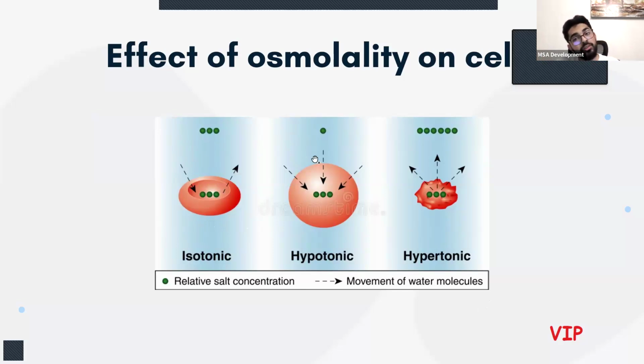But when it has a higher concentration of this non-penetrating solute, like a higher concentration inside than outside, the water is going to move from outside to inside. What if you put the cell in a solution that has a higher concentration of the solute? Now the lower osmolarity is inside, and water is going to move from inside to outside, okay?